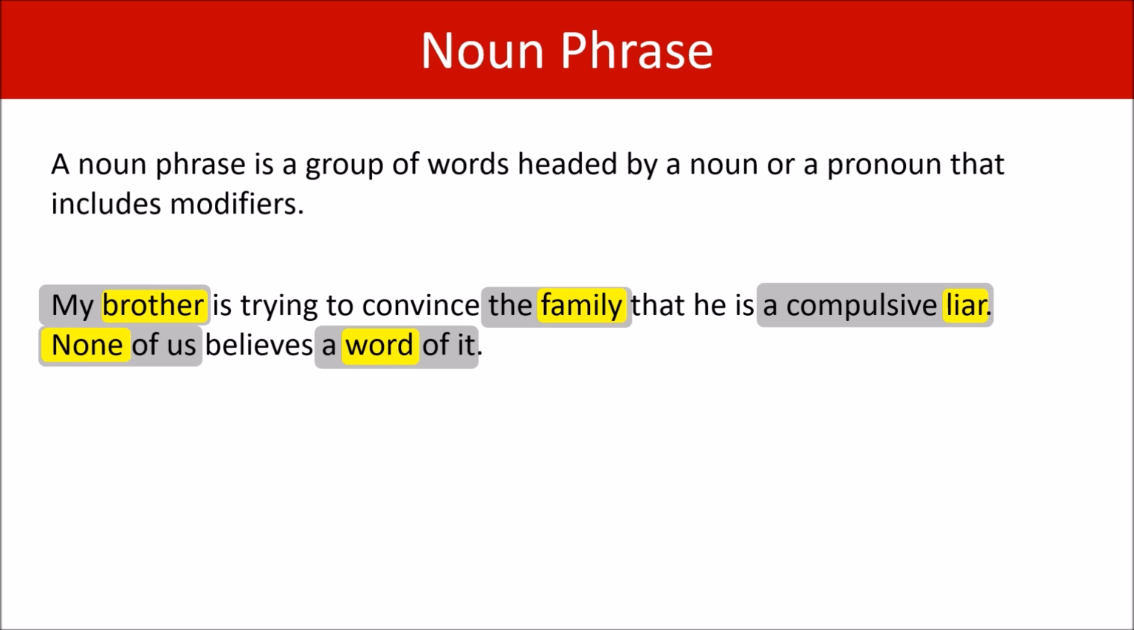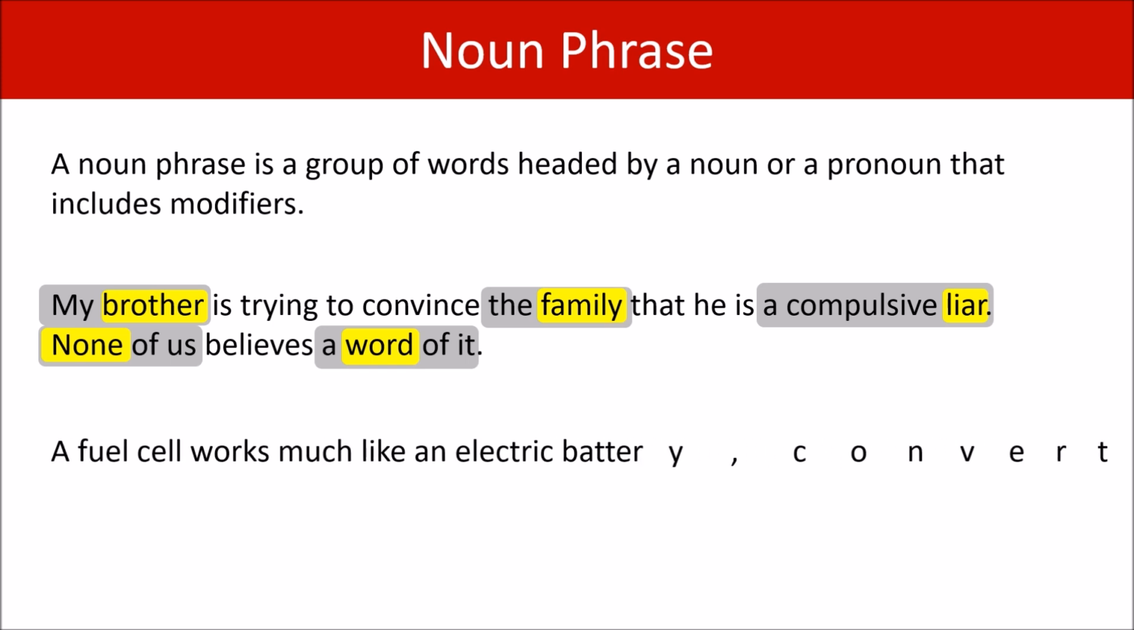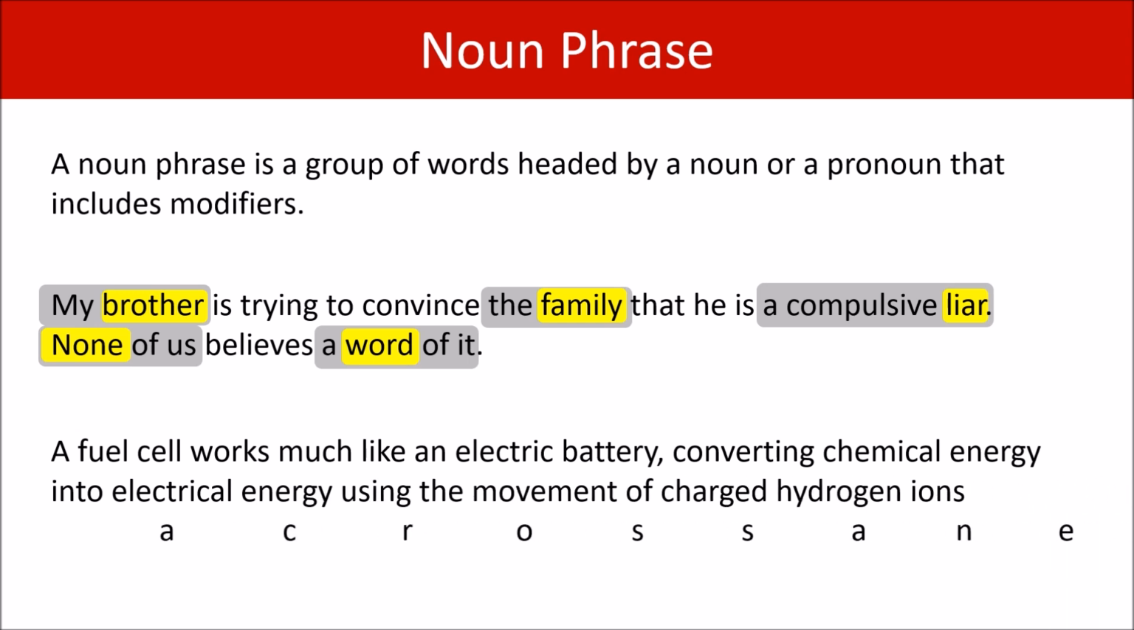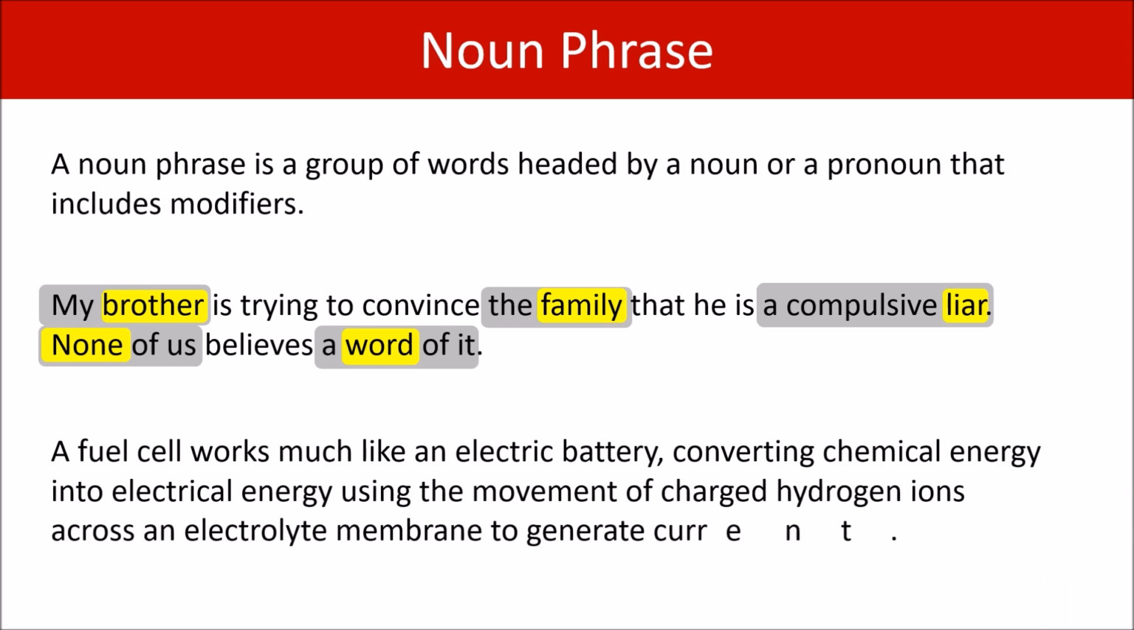Let's try another one. A fuel cell works much like an electric battery, converting chemical energy into electrical energy using the movement of charged hydrogen ions across an electrolyte membrane to generate current. Okay, let's pick out the noun phrases. Cell is the head noun. A fuel cell is the noun phrase.